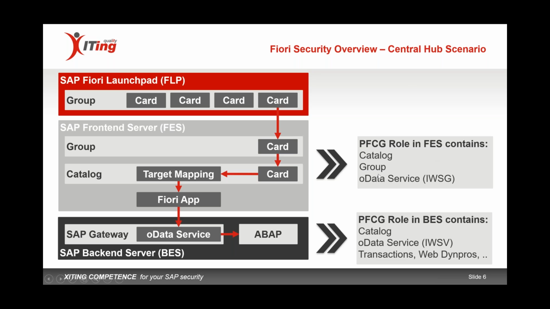So to summarize, on the front-end server, we have a catalog that authorizes me an app. We can assign that app from a catalog to a group for display purposes. The front-end authorizations control whether a user can see the app, yes or no. But what the user can do within that app is controlled in the backend, by the backend authorizations. For example, which company code a user can access, all that has to be dealt with in the backend.